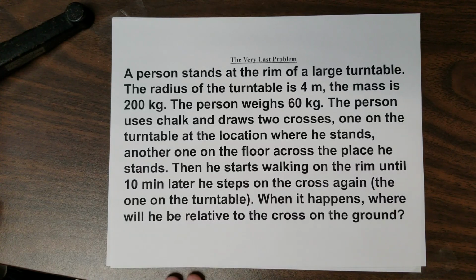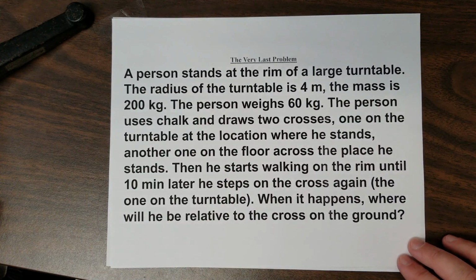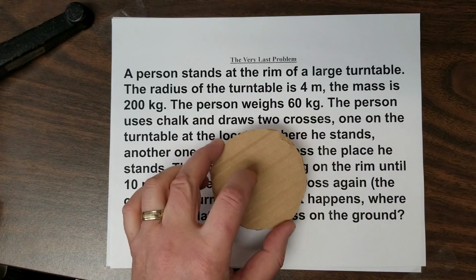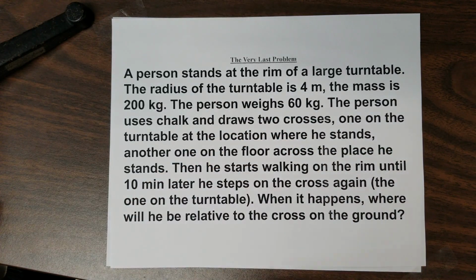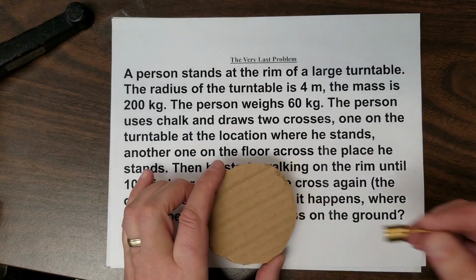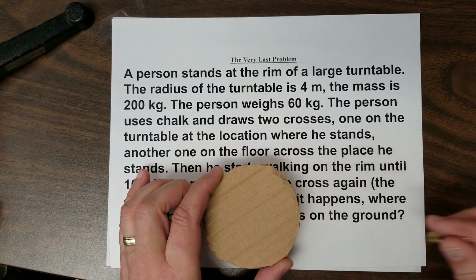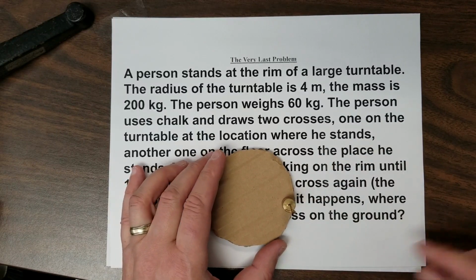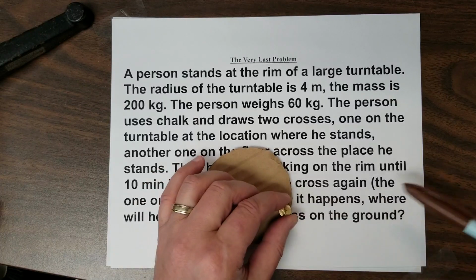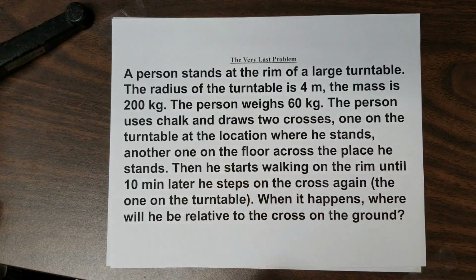All right, let's solve this problem. A person stands at the rim of a large turntable. This is a turntable, this is a person. The radius of the turntable is 4 meters. It's heavy, massive. The mass is 200 kilograms. The person is much lighter, 60 kilograms. The person makes 2 marks, one on the turntable, second on the floor, and then he starts walking.